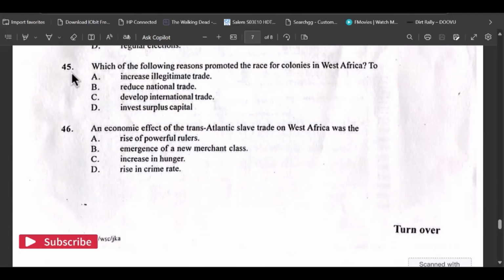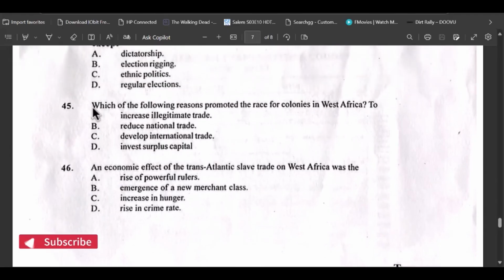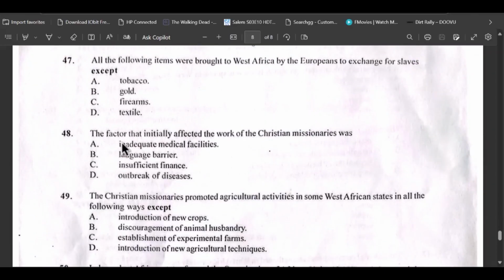45, which of the following reasons promoted the race for colonies in West Africa? 46, an economic effect of the transatlantic slave trade on West Africa was the. 47, all the following items were brought to West Africa by the Europeans to exchange for slaves, except.